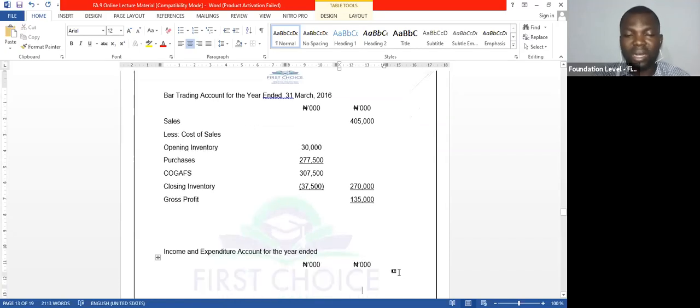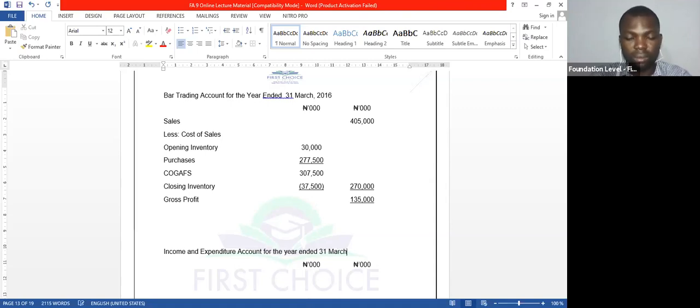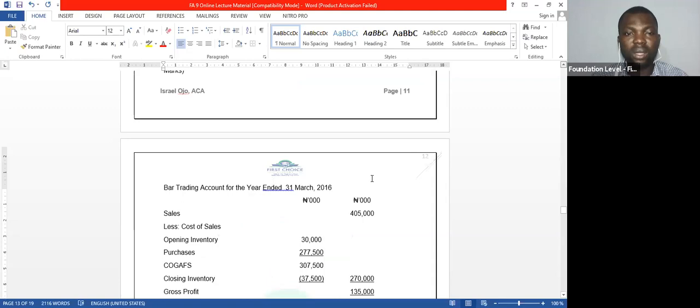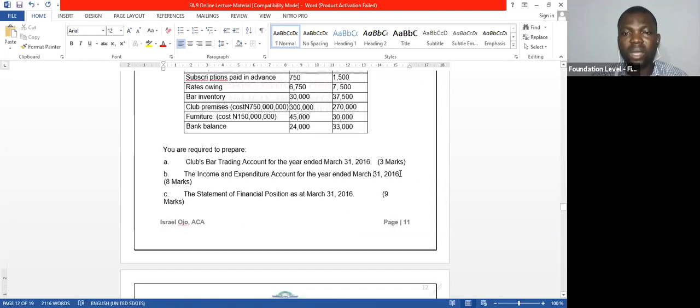Now that we are done with that, the second one I said that we should prepare is the income and expenditure account for the year ended. The format that we have used is the vertical format. Okay, so let's look at the second question. It says that we should now prepare the income and expenditure account for the year ended 31st March 2016. That's what we expect to prepare.